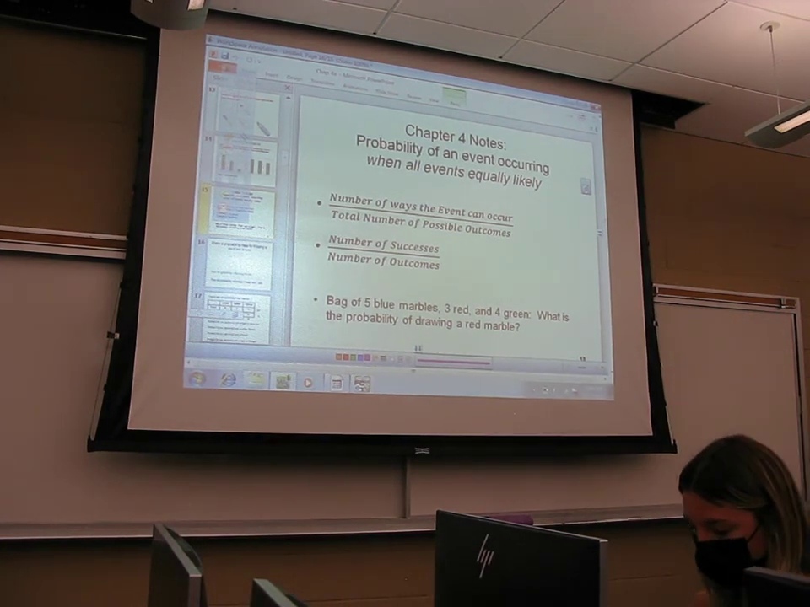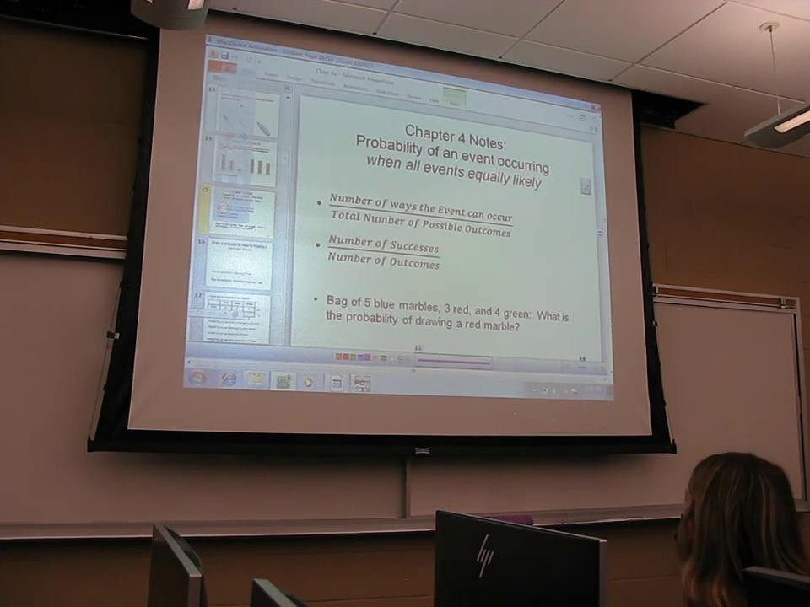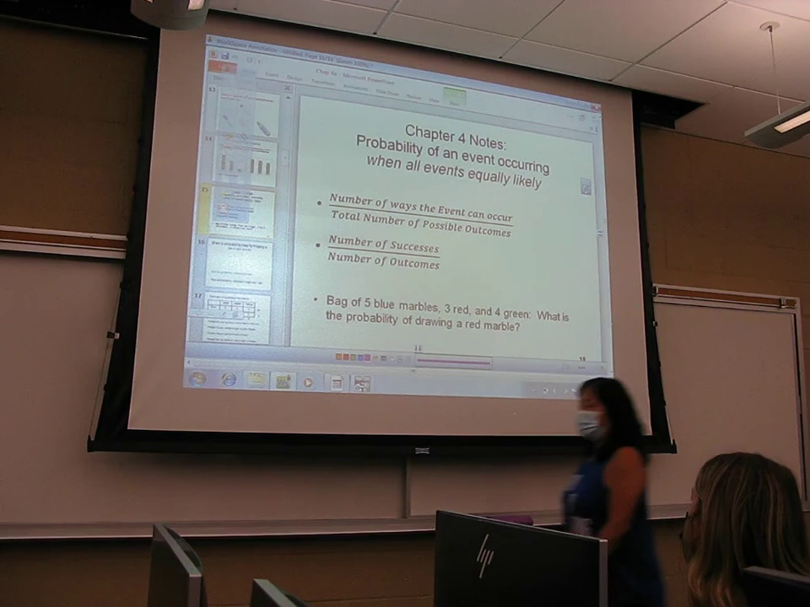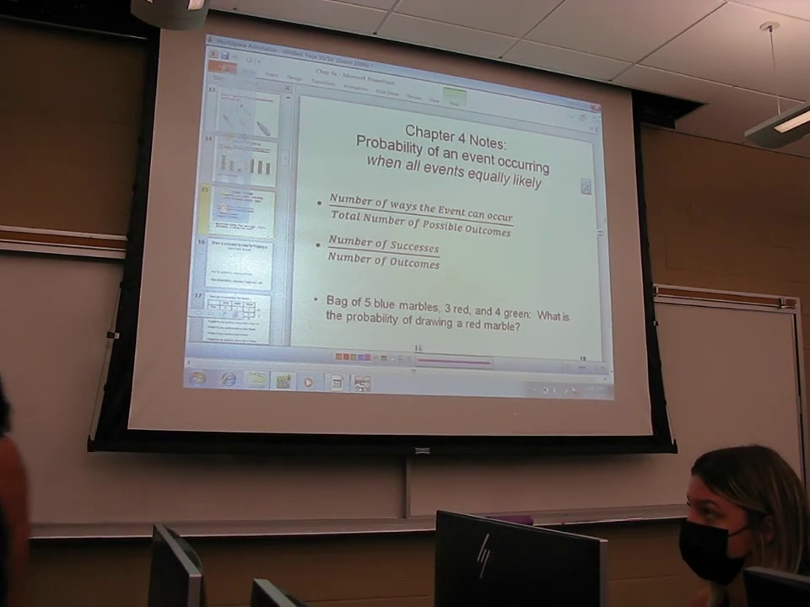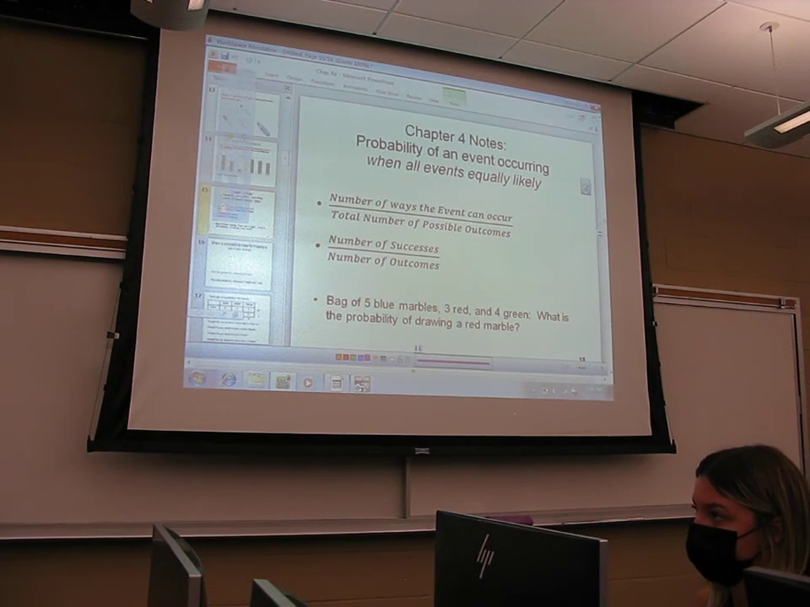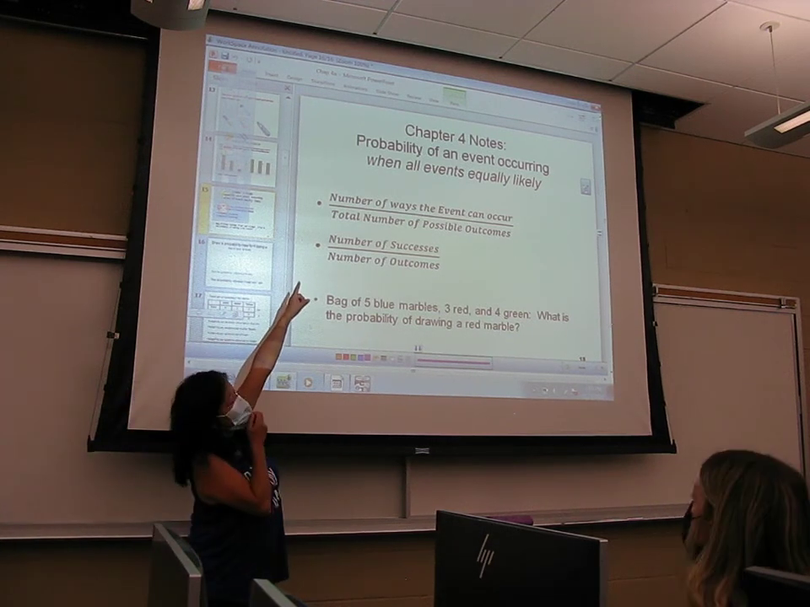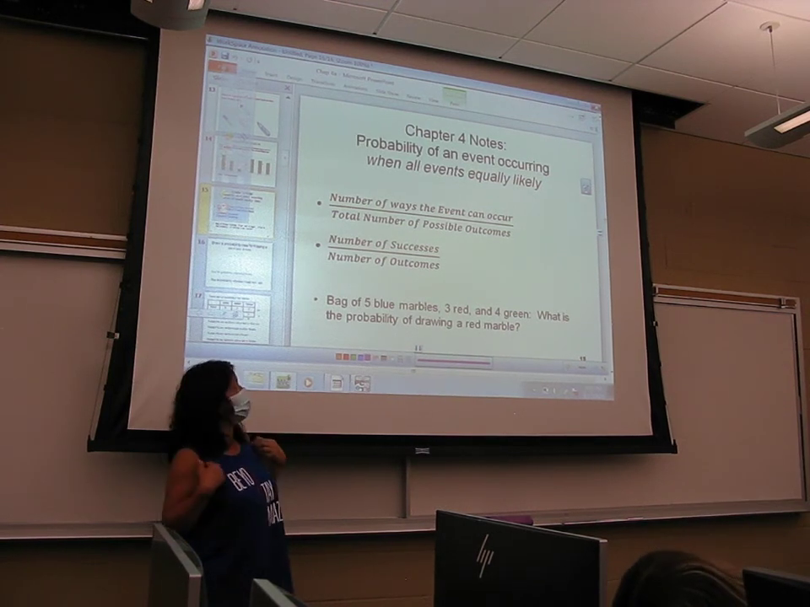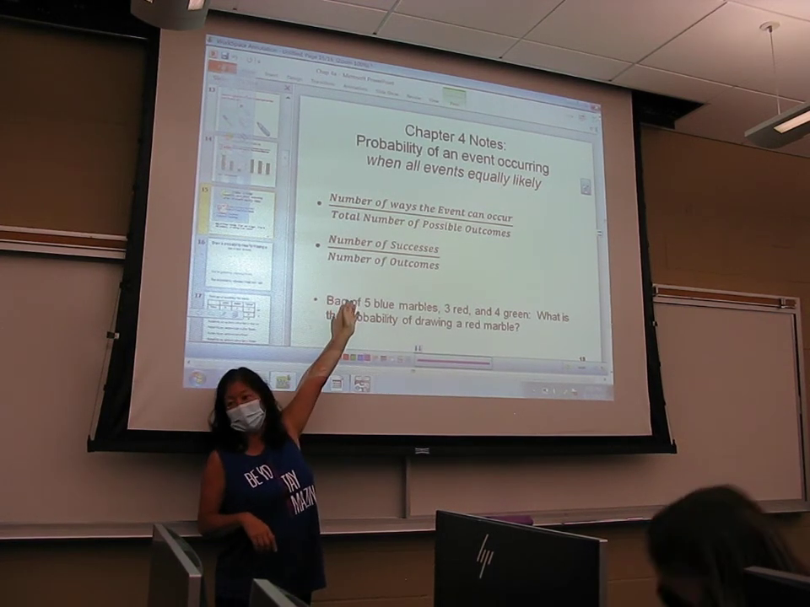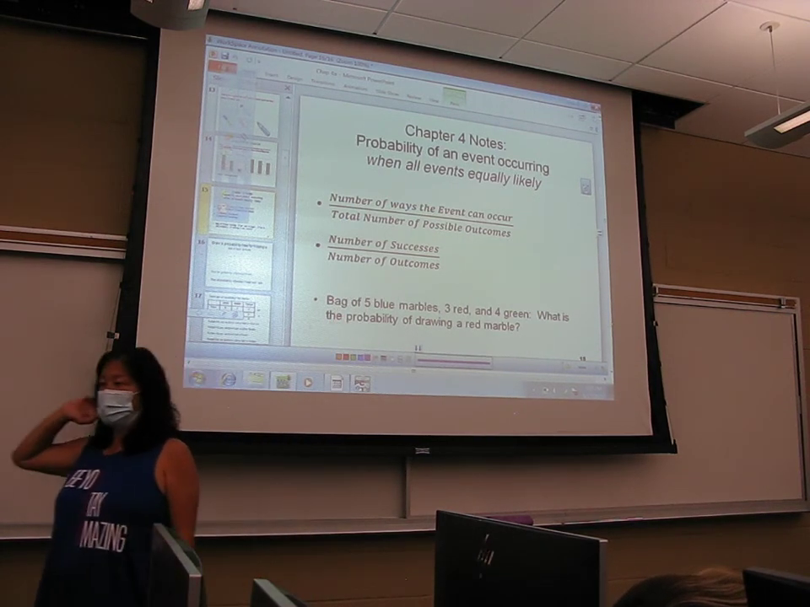But when events are equally likely, like I pick a number from 1 to 10 randomly, then all those numbers are equally likely to be picked. Everybody understand what I'm saying? Okay, when they are equally likely, then the probability is the number of ways the event can occur divided by the number of possible outcomes. I like to shorten that to number of successes over number of outcomes, with again that caveat that they have to be equally likely.